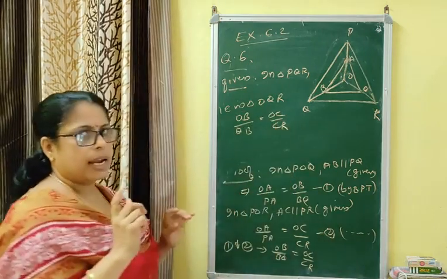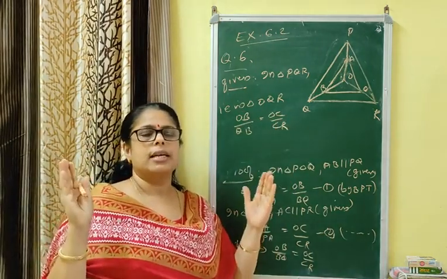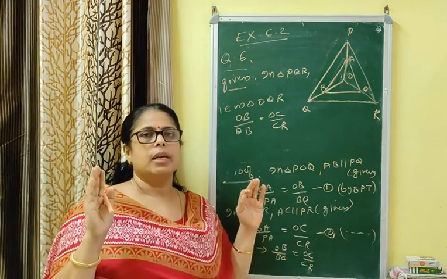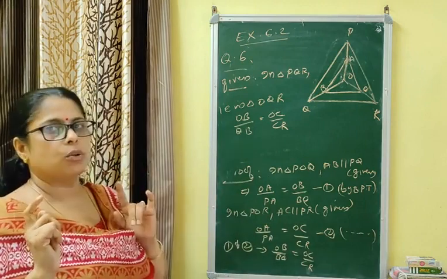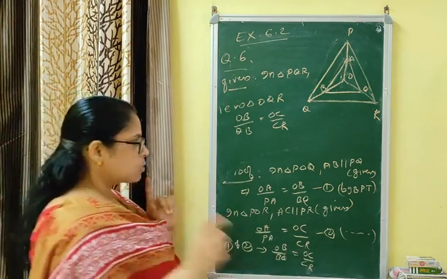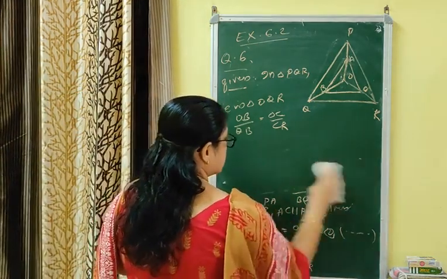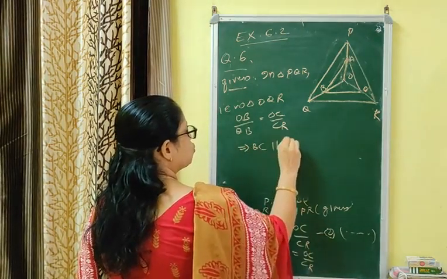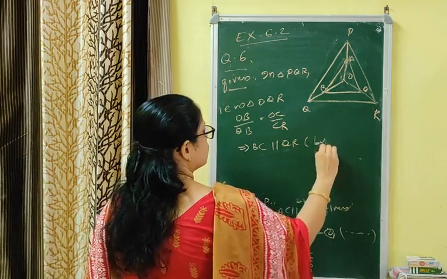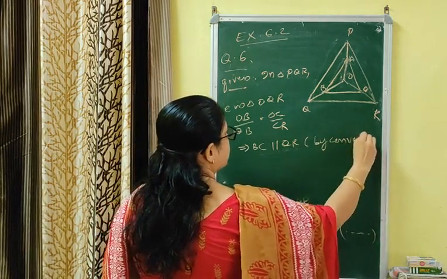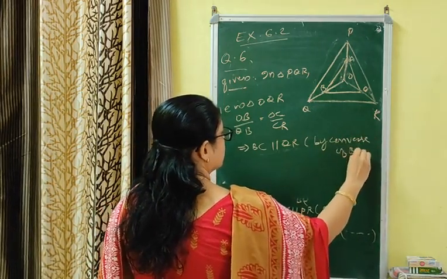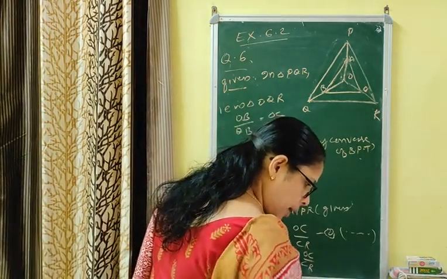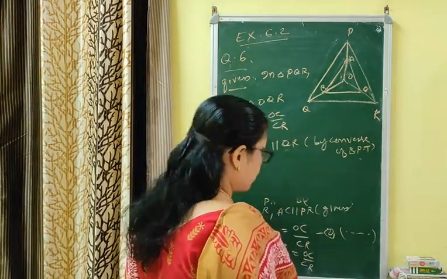That means if in a triangle the sides are divided in the same ratio, otherwise sides are proportional by any line segment, then that line segment should be parallel to the third side by converse of BPT. That implies BC is parallel to QR by converse of BPT. This is the sixth question, and you were asked to prove that BC is parallel to QR.